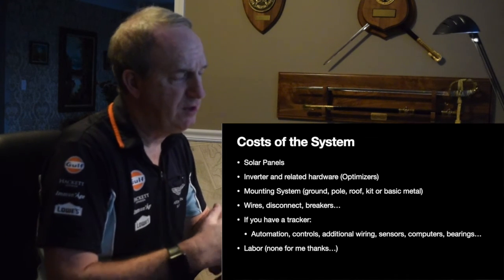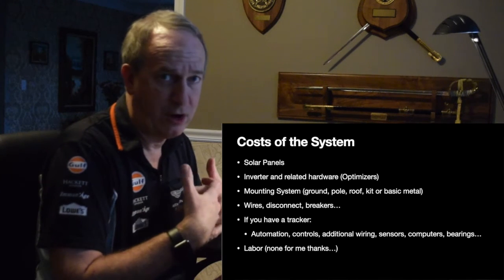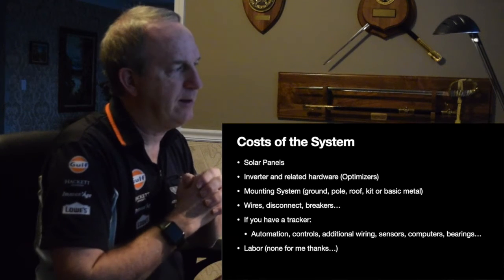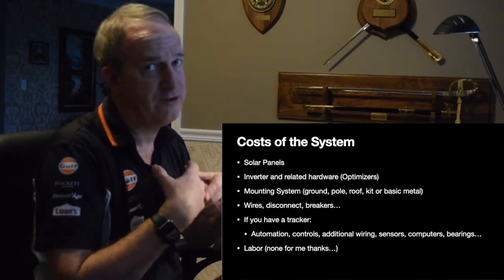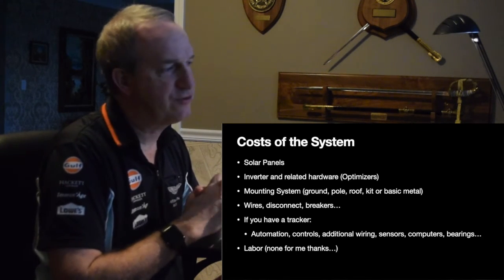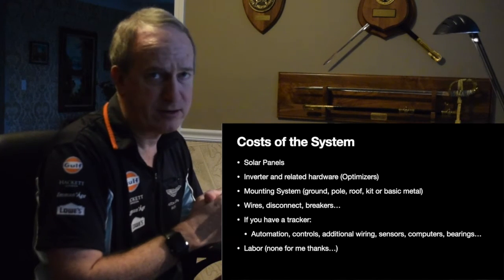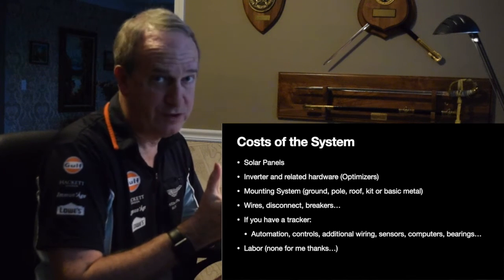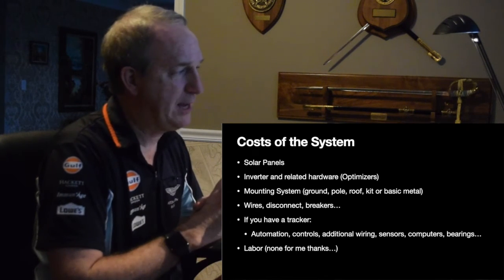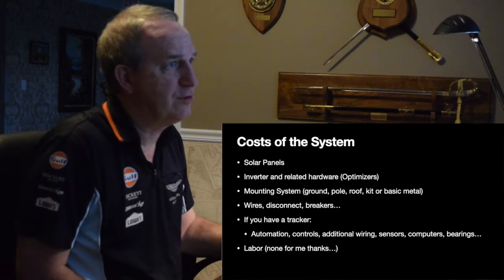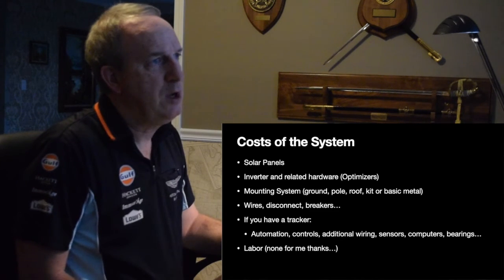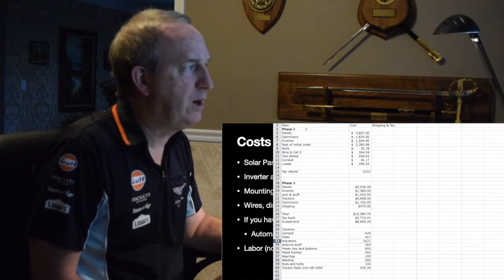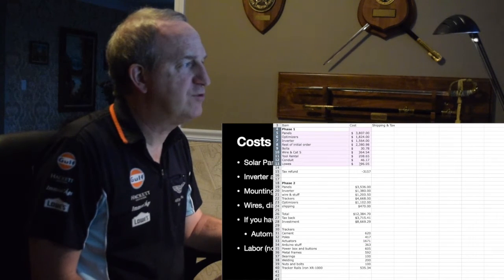And then in this case, one of my systems are on trackers, and so trackers follow the sun, and they have automation, they have controls, they have a bunch of extra wires, they have sensors, small computers, bearings, so trackers start to add up. And in this case, what you won't see on these cost estimates are labor, because I've done the work myself, so there's really no labor. We'll take a look at the costs of the two systems that I have. So I did phase one, and then I've done phase two.